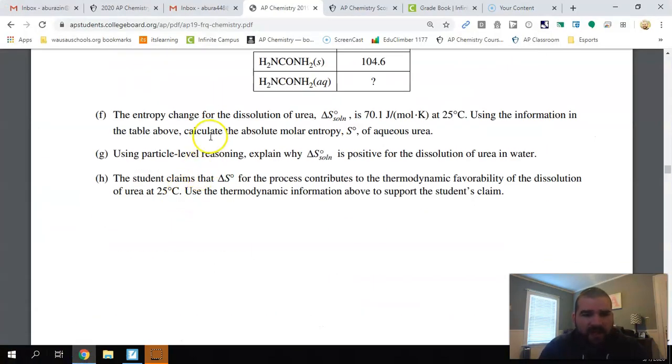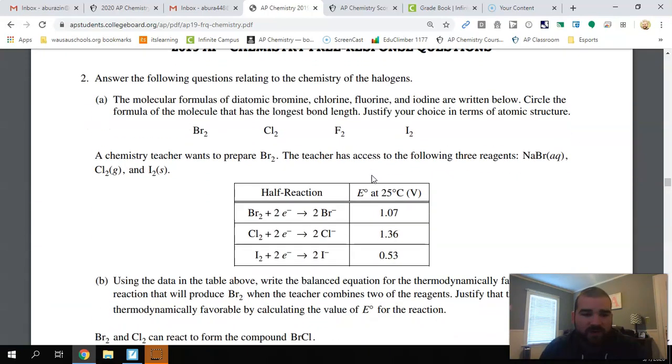All right, part F, this is Unit 9. Part G, Unit 9, Part H, Unit 9. So none of these are relevant to what we're going to be doing in this year's test, so we're going to skip them. Onward and upward to question 2.